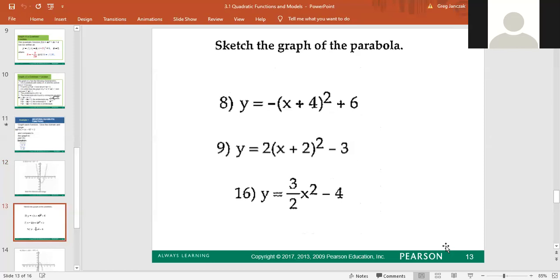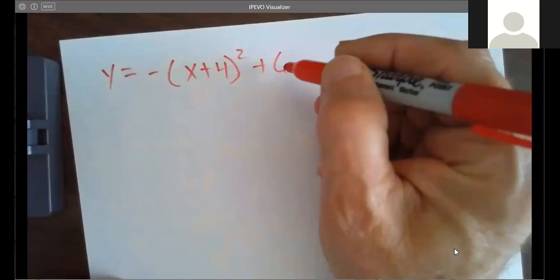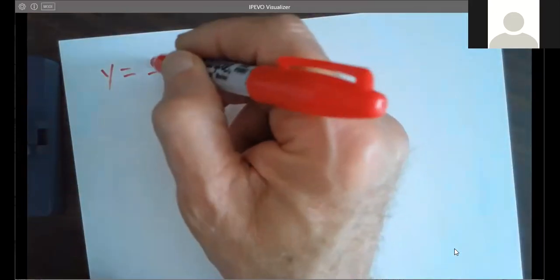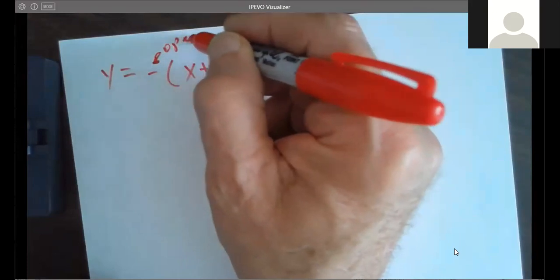Sketch the graph of the parabola. Okay, so let's take a look at the next one. We've got y equals negative (x plus 4) squared plus 6. Okay, because it's negative, it's going to open down.